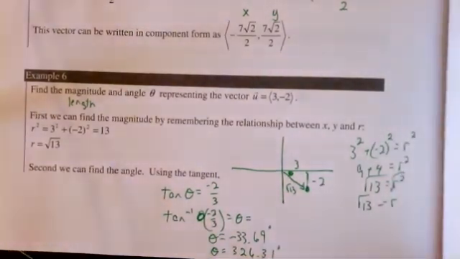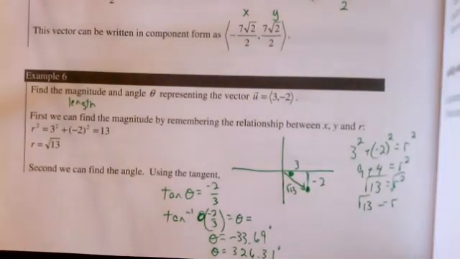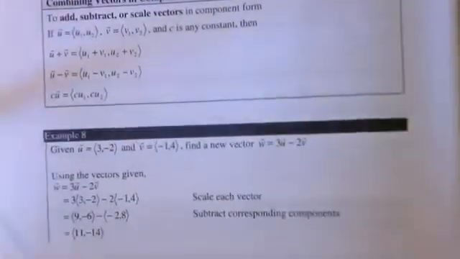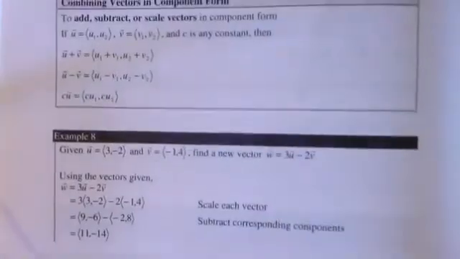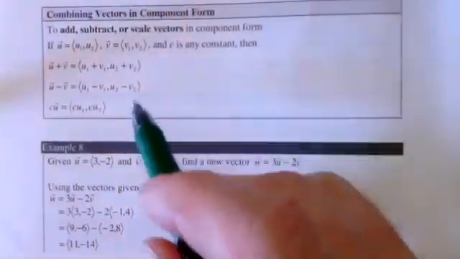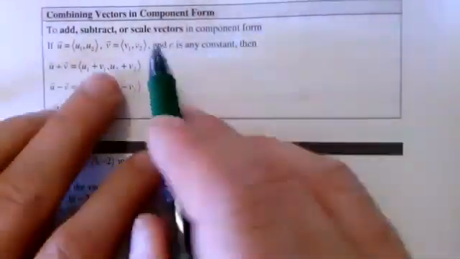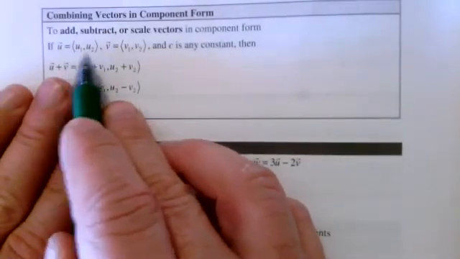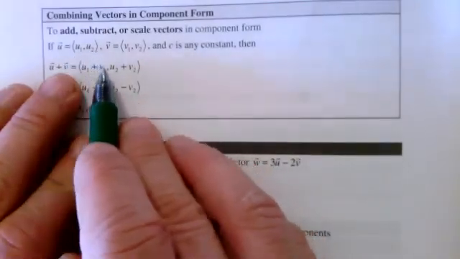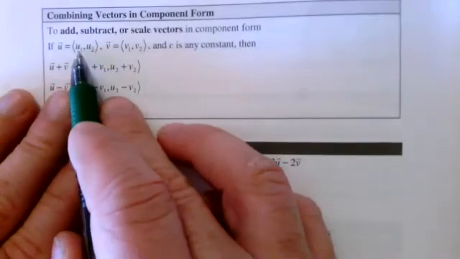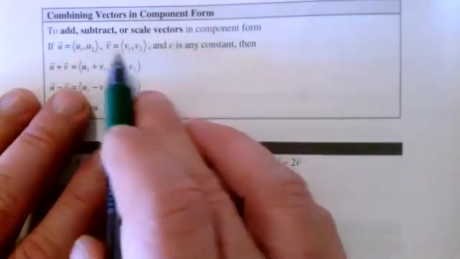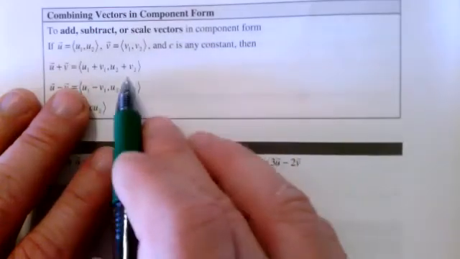Okay. Again, I'm going to do one more, and I'm going to save the word problems for later. Let's jump to this last little piece. That's adding and subtracting. If you have vectors in component form, and I have two vectors, notice that this is in component form. To add them, I simply am going to add the x's and add the y's. So it would be u1 plus v1, u2 plus v2.